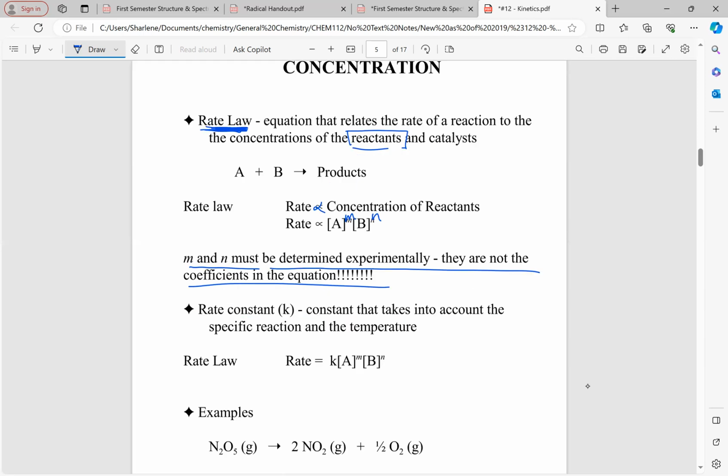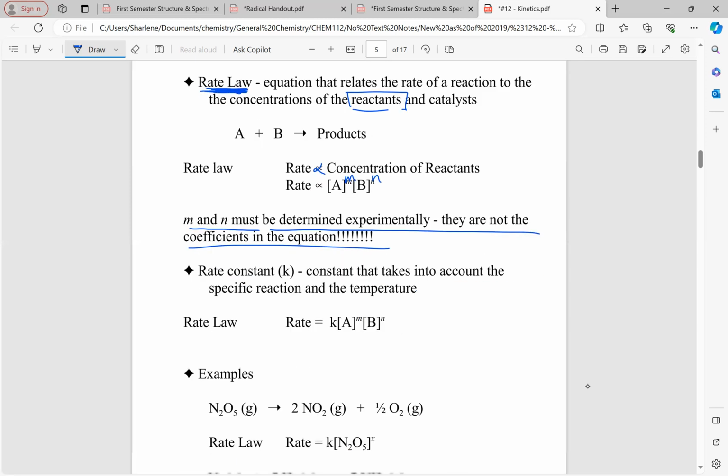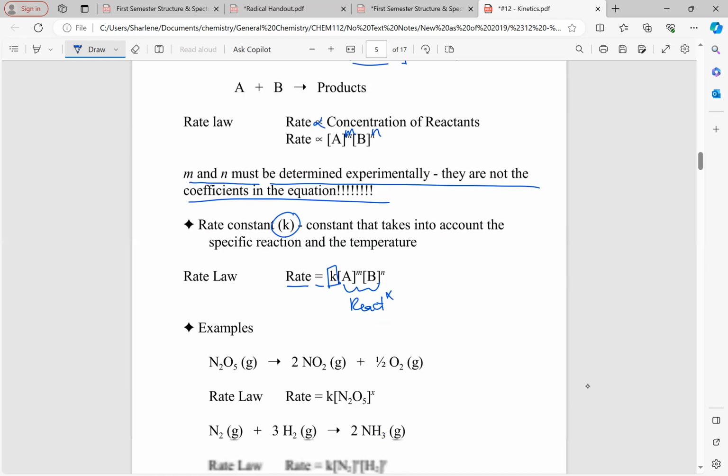I will show you how to do that in just a moment. This approximate sign, well, I'm going to put a constant in here, and we're going to call it the rate constant. This is a small k, and it takes into account all the specific things about that reaction and its temperature. So a generic rate law is the rate is equal to this constant, and then the reactants raised to an exponent.